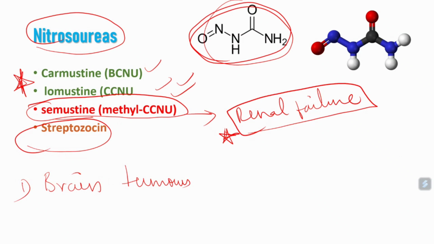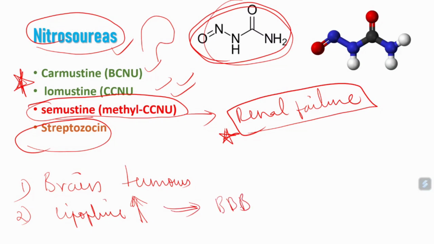Nitrosoureas are mainly used in brain tumors. One important point: nitrosourea means brain tumors, you have to remember that. Number two, nitrosoureas are very highly lipophilic. That's why they can cross the blood-brain barrier easily, and that's why they are used in brain tumors. This is another important point.